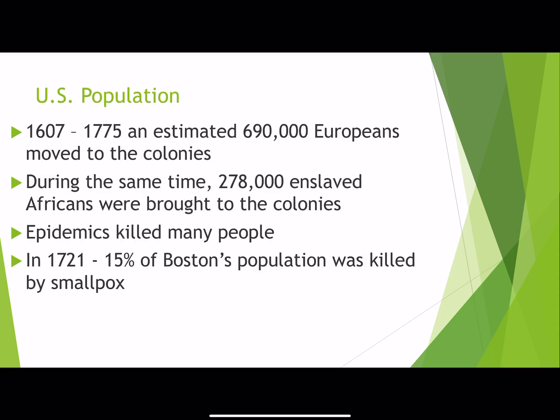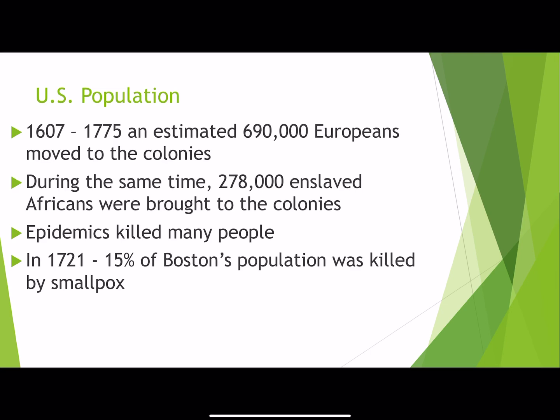Okay, so the last thing we're going to talk about here is the U.S. population. In 1607 through 1775, an estimated 690,000 Europeans moved to the colonies. That is a lot of people. Of course, it was 170 years, but that's a lot of people to make it to the colonies. During the same time, 278 enslaved Africans were brought to the colonies. So almost a third of the people that came were Africans.